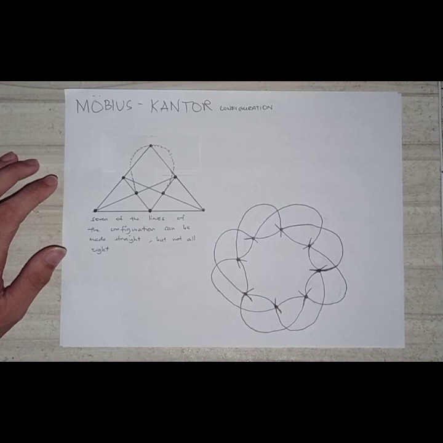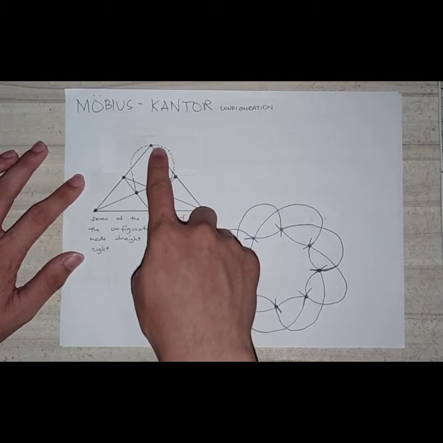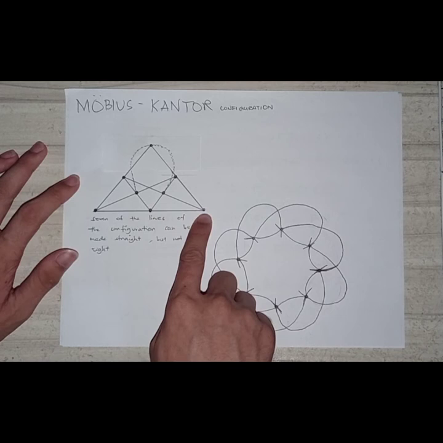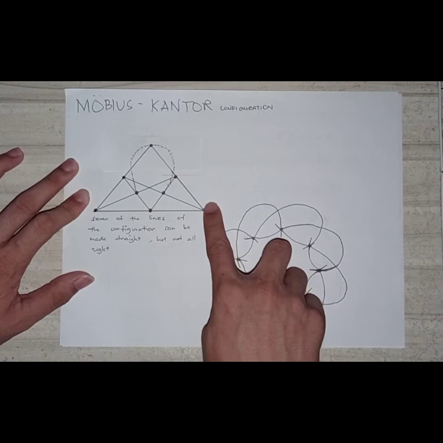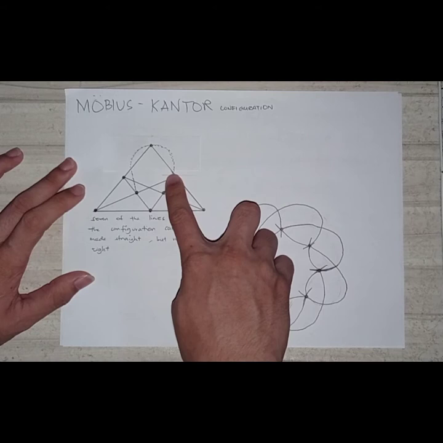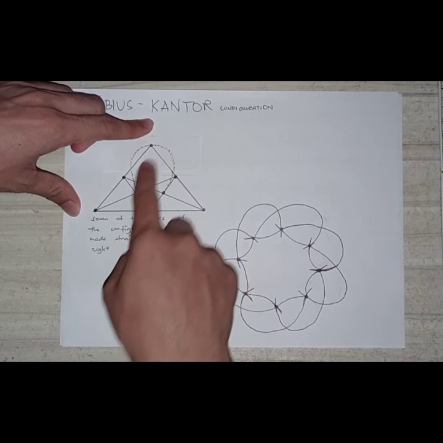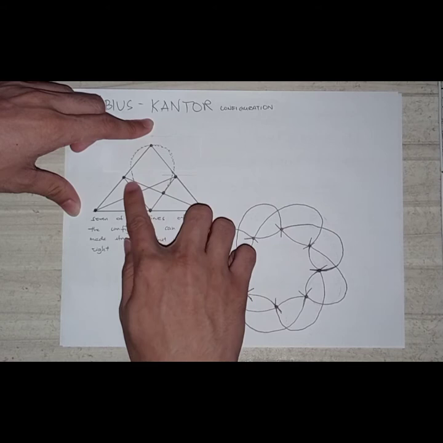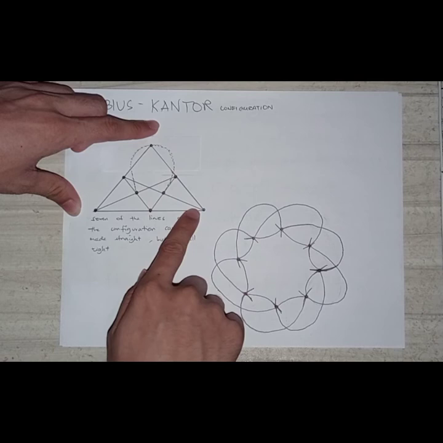So here we have the 8 points, 1, 2, 3, 4, 5, 6, 7, 8, and the 8 lines, 1, 2, 3, 4, 5, 6, 7, 8, and 3 points go through each line. Here we have this first line, it has these 3 points. This curved line here also has 3 points. And this side here also has 3 points. So as you can see, all the lines have 3 points on each of them. And 3 lines go through each point.